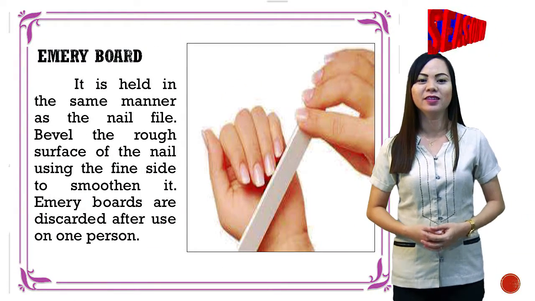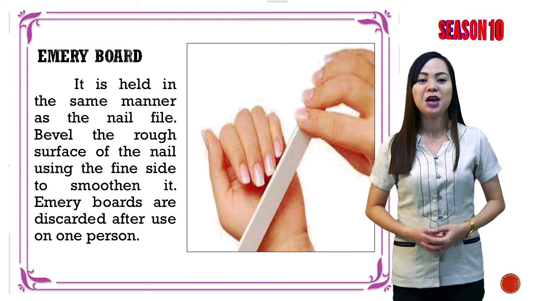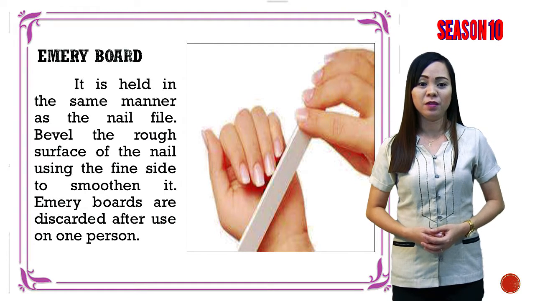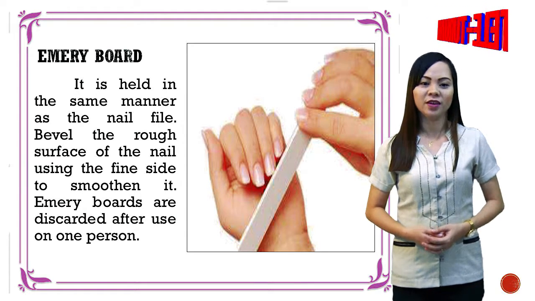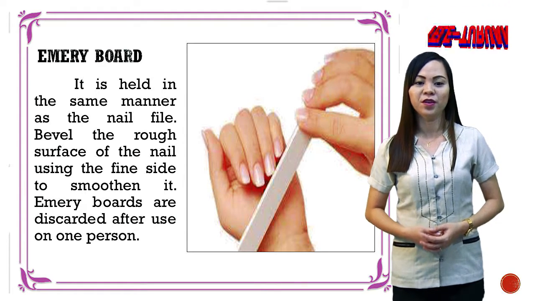Next, we have emery board. It is held in the same manner as the nail file. Bevel the rough surface of the nail using the fine side to smoothen it. Emery boards are discarded after use on one person.